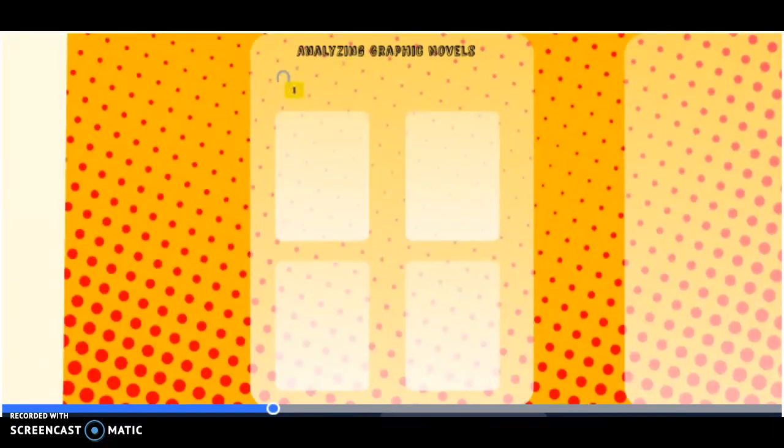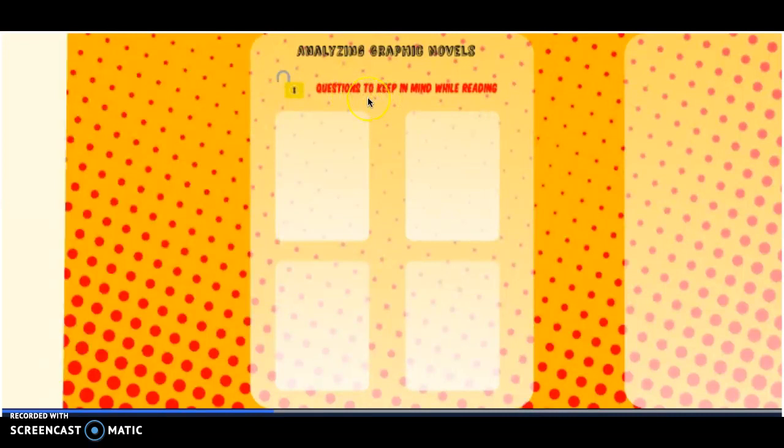And when I do, I'm going to show this little unlocked figure, and these will be questions to keep in mind while reading. If you're going to write down anything, I would say that these questions are the most important thing because you can keep them on hand while you're reading a graphic novel.